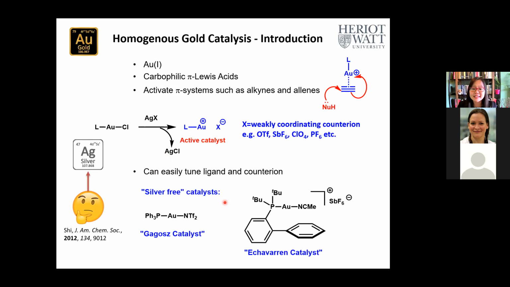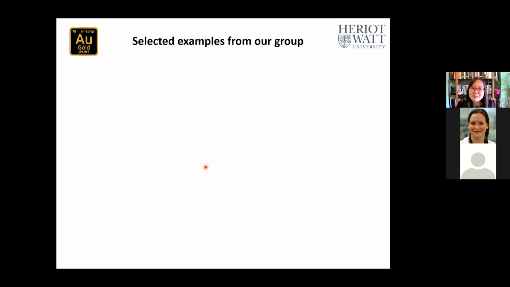So these are commercially available, and very common ones are like the Gagosz catalyst and Echavarren catalyst. In some of these, you'll see that acetonitrile is used to stabilize your gold catalyst. Some others are not stable and you have to make them by the in situ method. Now, in reality, most organic chemists might use a mixture of both of these.